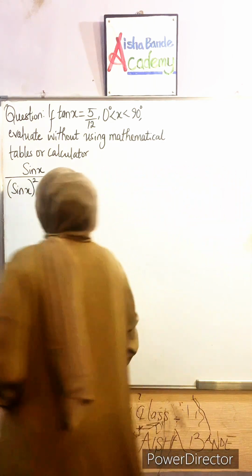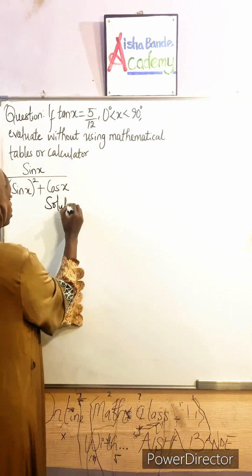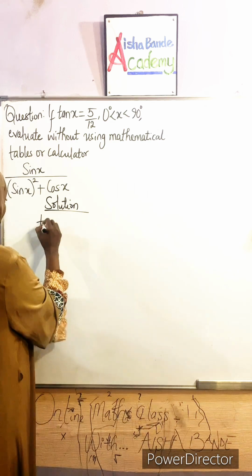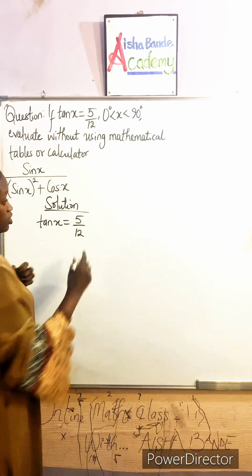So all we need to do first to solve a question like this is to bring out the parameters given and interpret. So we are given that tan x is equal to 5 over 12.